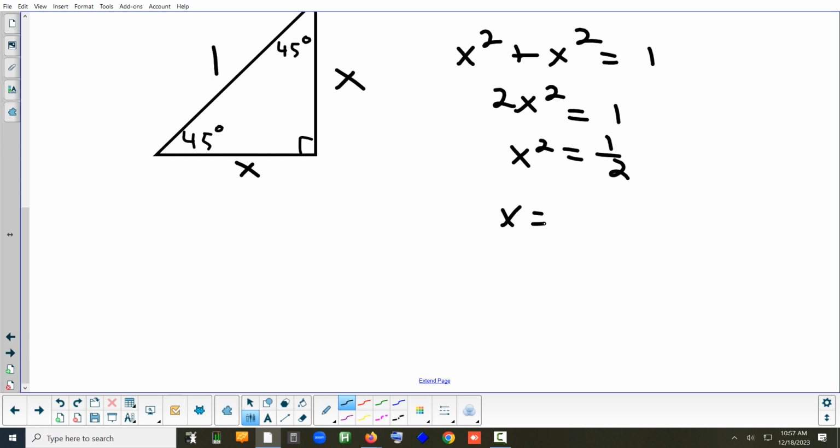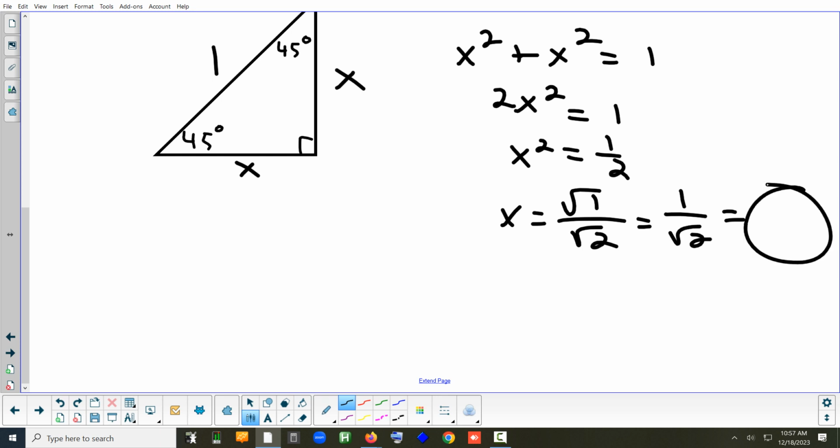Forgot the name of it, but square root. So remember, when you square root a fraction, you do the top and the bottom separate. So that's 1 over the square root of 2. And what would that simplify to if we get the square root out of the bottom? Square root 2 over 2. Perfect. And that is the length of each side in a 45, 45, 90. Square root 2 over 2.